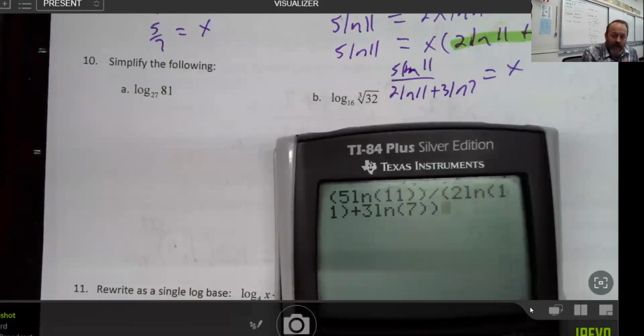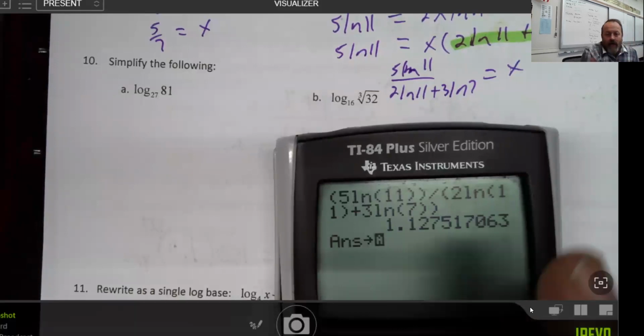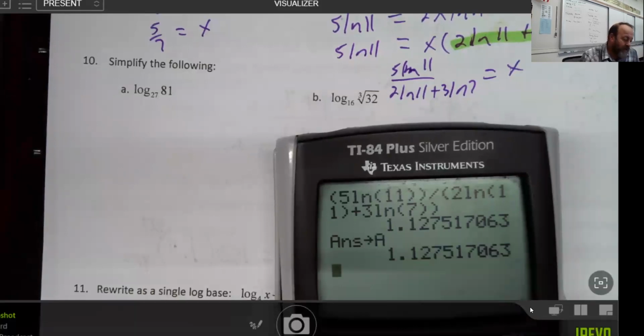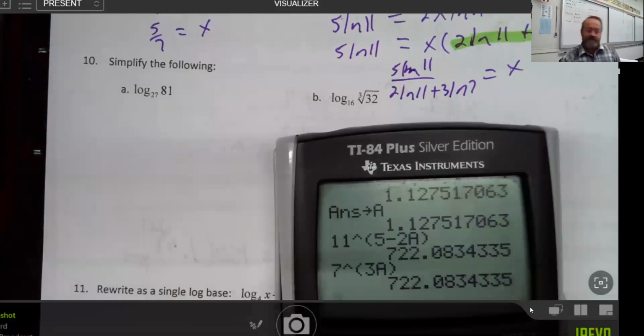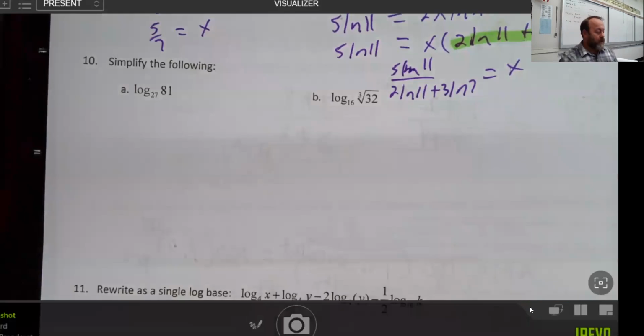This value is what I just got as my answer. So if I stored that as a again, I always use a, I could check my answer because the question was 11 raised to the 5 minus 2x power, which again we stored as a. So that's my first side, and then the other side is 7 raised to the 3a power, and hopefully we're going to get exactly the same number, and that confirms that we did well. Okay, so that ends number 9. I know that those answers were good.